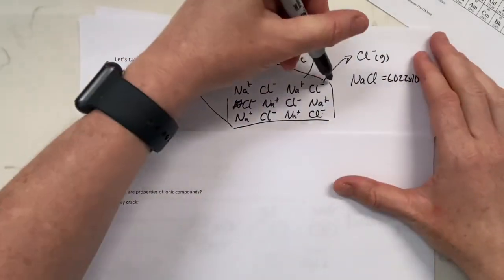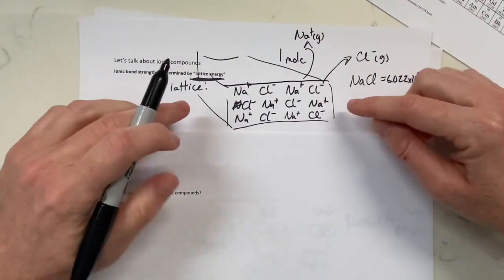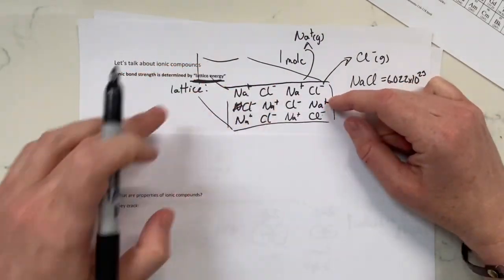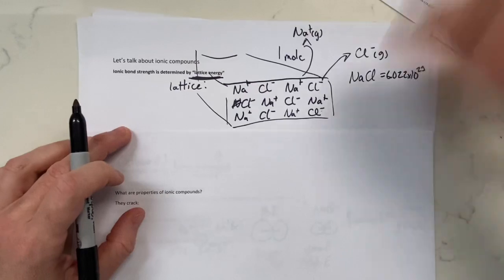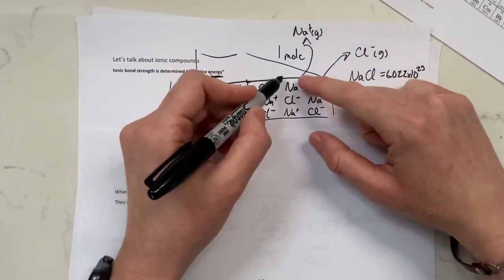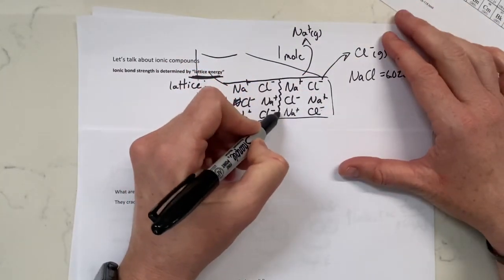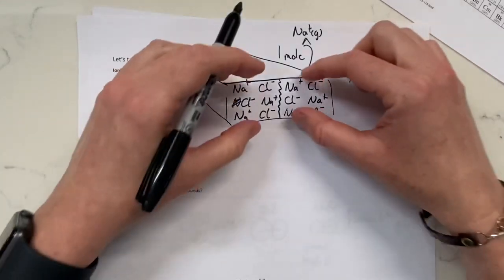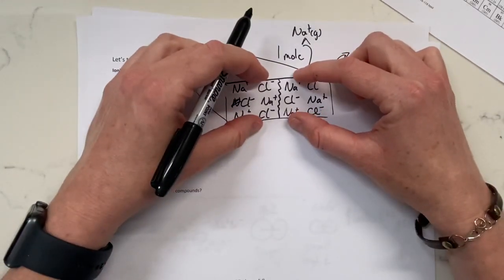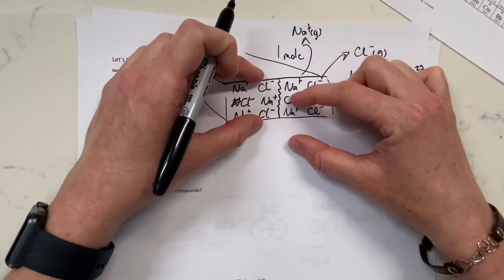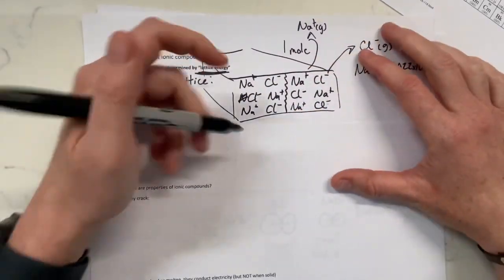Okay, so let's say you've got this lattice of sodium and chloride, and you take a hammer and you hit it. Well, what's going to happen is you're going to hit something like that, and this Na+ and Cl- will now move down. It'll actually move down. So let me draw what that would look like.